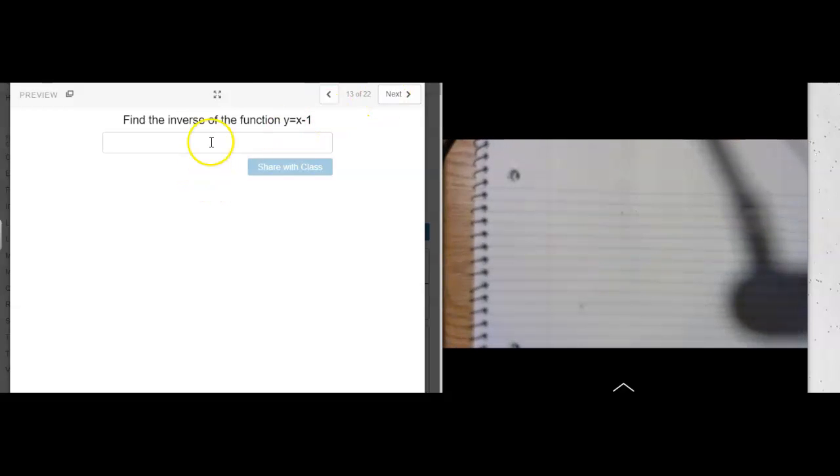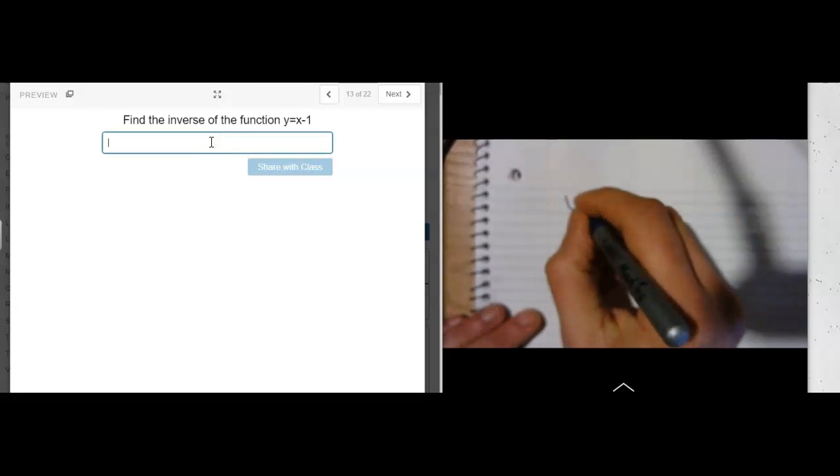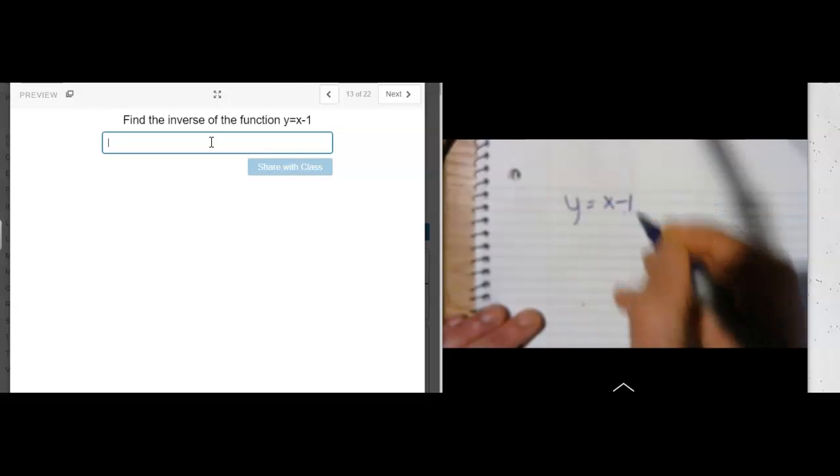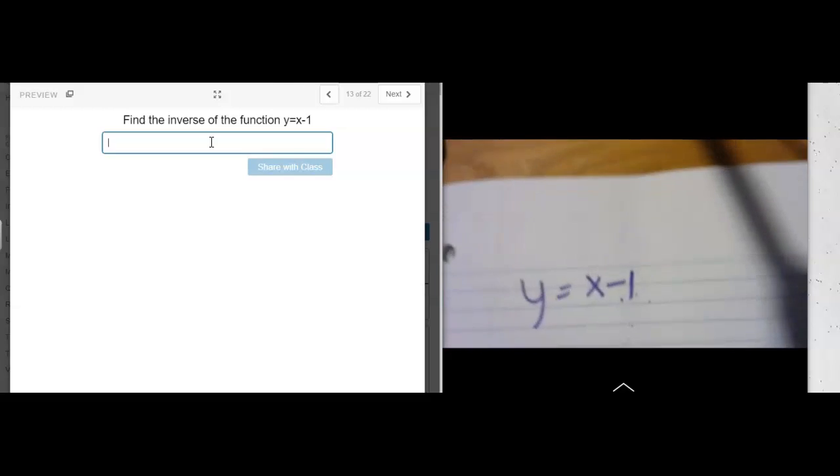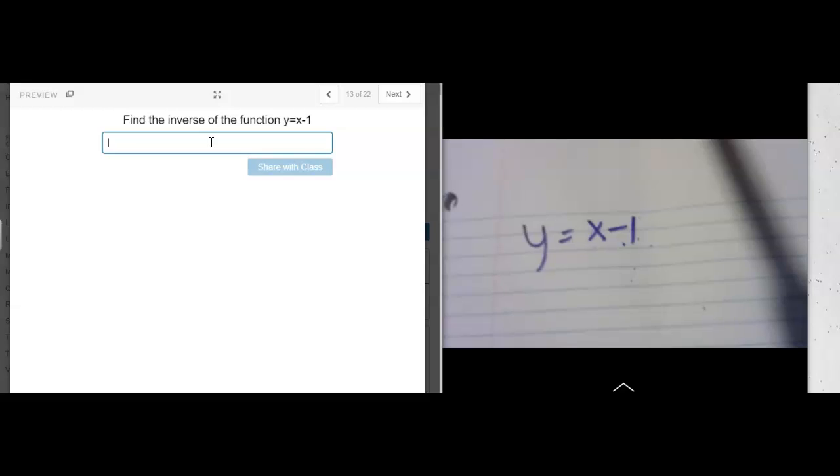Now, find the inverse of the function y equals x minus 1. So we're going to do that one right now. So, what do we have? We have y equals x minus 1, and we're trying to find the inverse. So the steps are switch x and y, and solve for y. So you have y equals x plus 1.